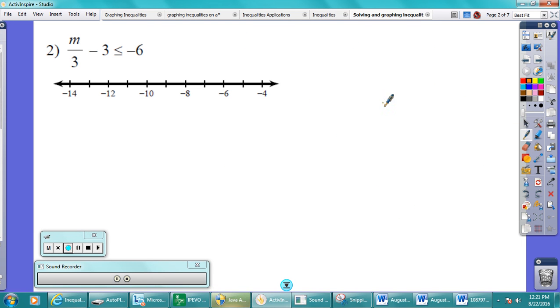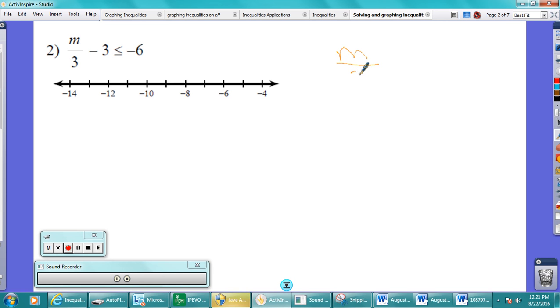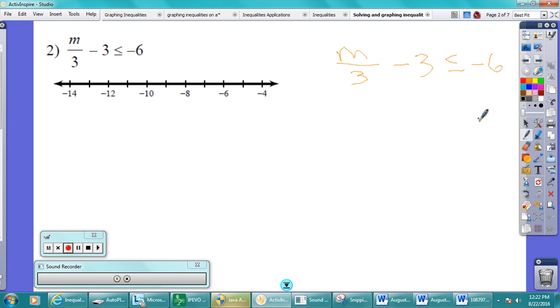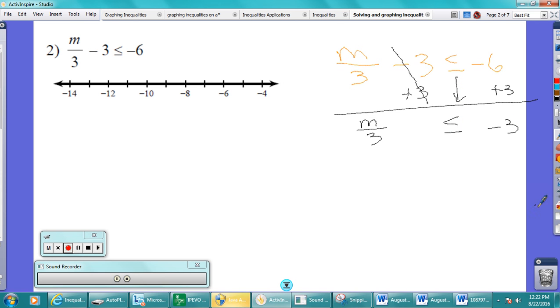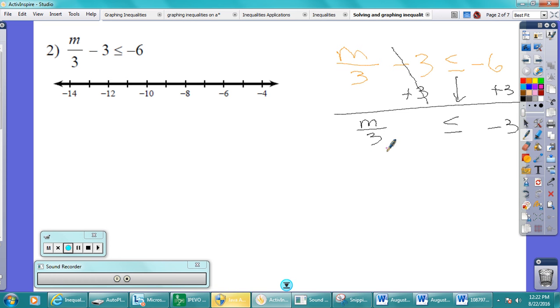Next, let's try this one. I have m over 3 minus 3 is less than or equal to negative 6. Same thing, we're going to solve it just as if it were an equation. So my m is right here. I need to isolate the m. So I'm going to do reverse PEMDAS. I'm going to add the 3 to both sides. Keep my balance. I'm going to bring down m over 3. Negative 3 plus 3 cancels. Negative 6 plus 3 is negative 3. Now here, bring down my inequality sign. Nothing has changed.